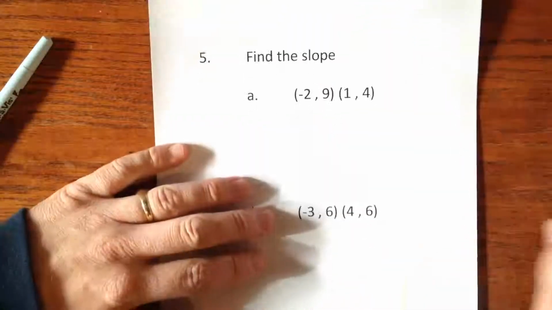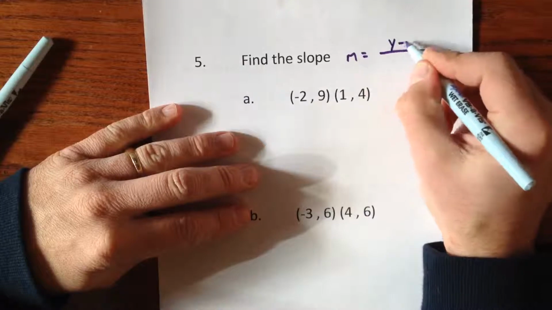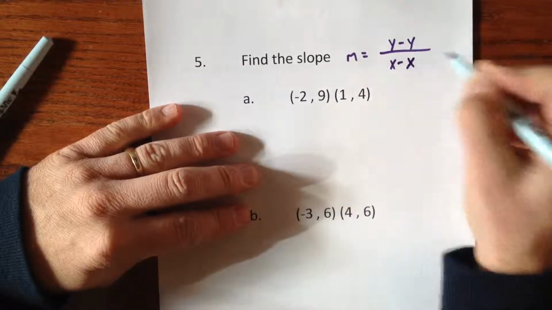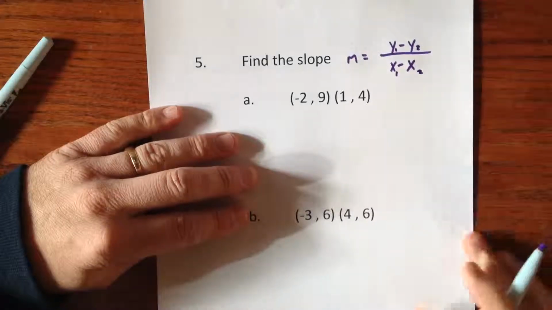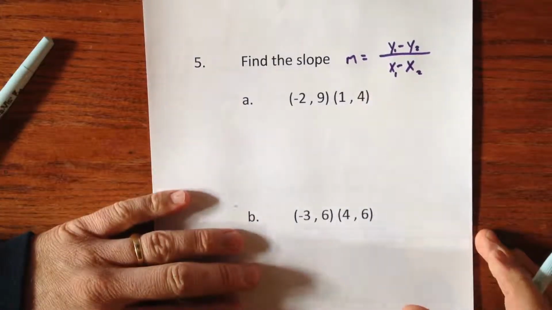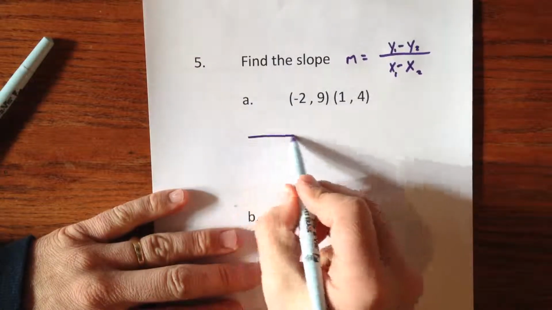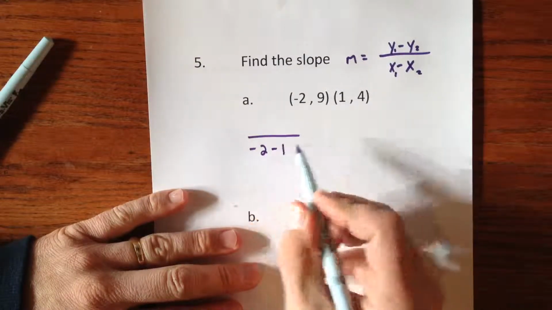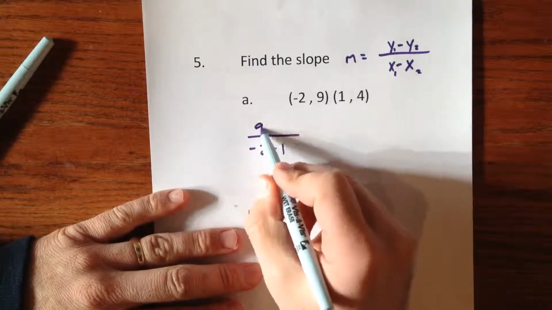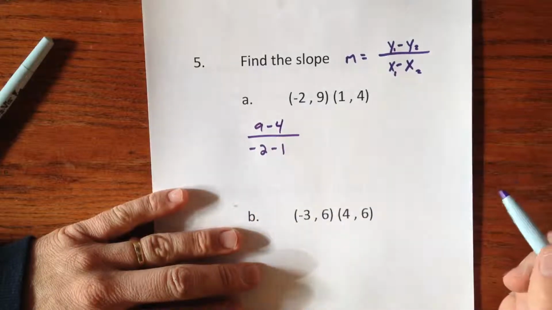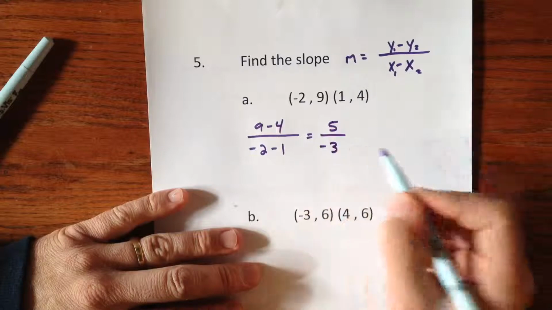Okay, number 5. Finding the slope between 2 points. You can use the subscripts 1 and 2, just as long as you keep it in order. So if I'm going to do this x minus this x, I've got to make sure that if I go the first point minus the second point, when I do my y's, I do the first minus the second. And I get 5 over negative 3.